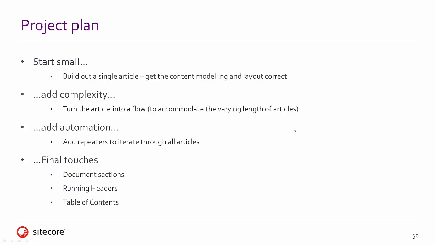And so we're going to start our project plan small. We're going to build out a single article, make sure we have the content modeling and layout correct, and then we'll start to add complexity. We'll start to build out a few more of the more interesting scenarios. So we'll turn the article into a flow so it can accommodate different lengths of articles. We'll start to add some automation, and we'll start to do some final touches like the table of contents and possibly even doing renderers to dynamically resize images and a lot of other little interesting tweaks as well.